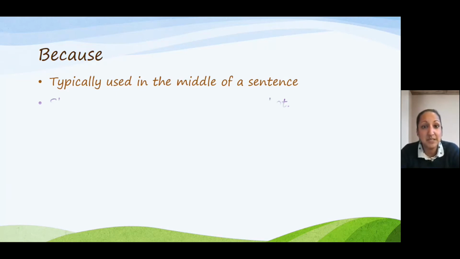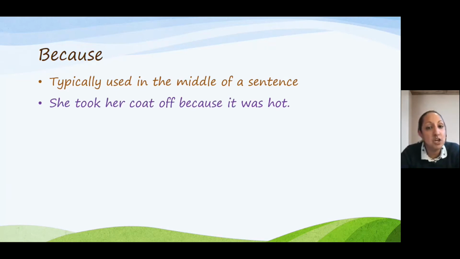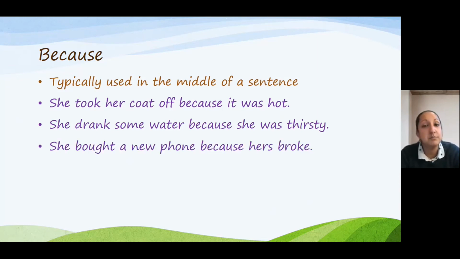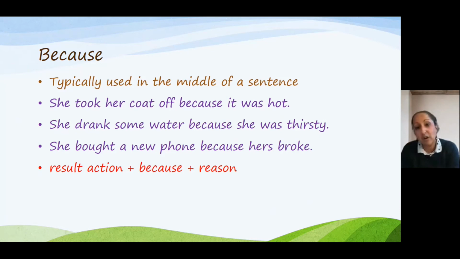Because, on the other hand, is kind of like the opposite. Again, it's used in the middle of the sentence normally. For example, she took her coat off because it was hot. Remember, just now we said it was hot, so she took her coat off. Here, she took her coat off because it was hot. She drank some water because she was thirsty. She bought a new phone because hers broke. So here we have the result action and then because and then the reason.